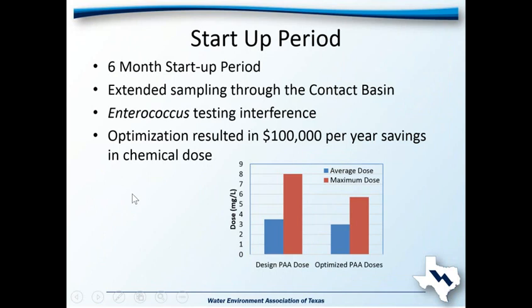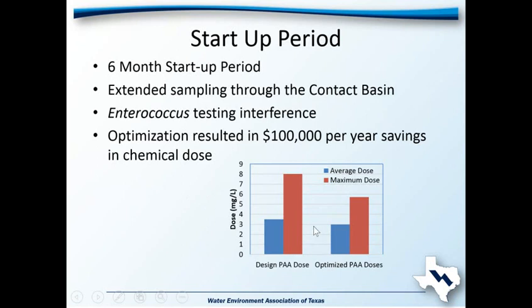Another unique item that we did after construction is that we did do an extended 6-month startup period. So we looked at sampling not only just what's in and out of the basin, but what was going on throughout the basin. What we found is that there were some interferences with some of the water quality parameters in the basin, and that optimization of the dose.